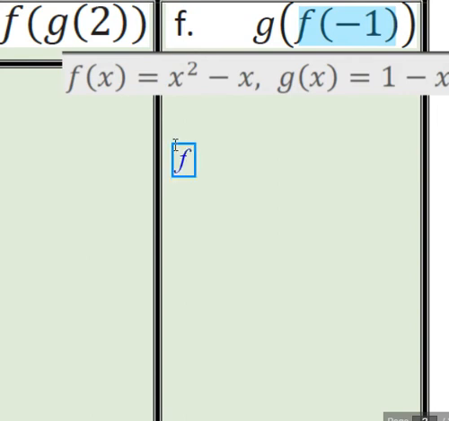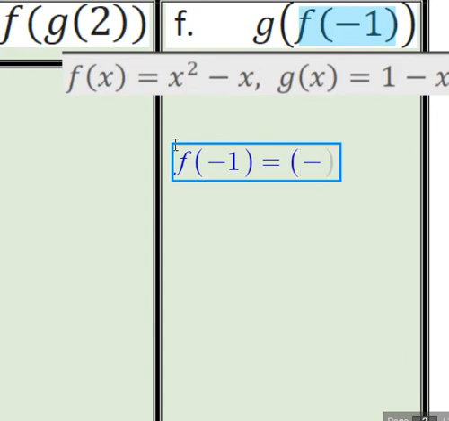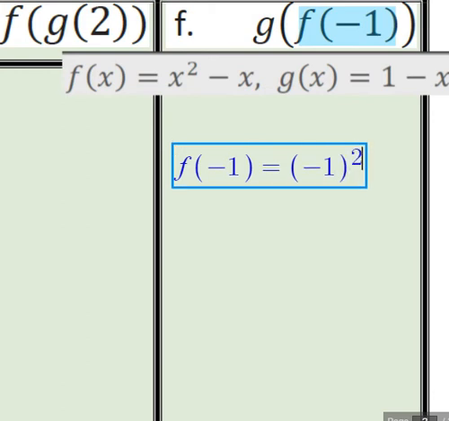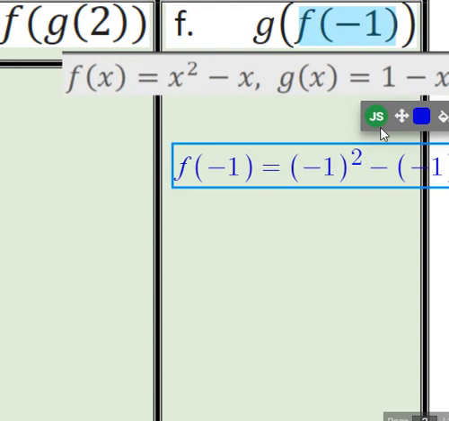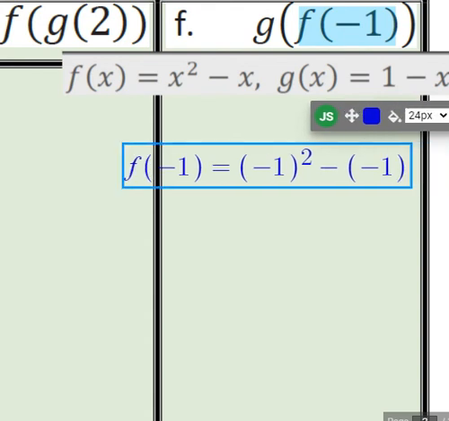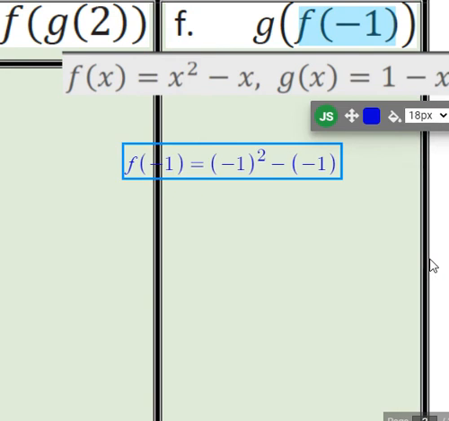So the f of -1 equals, always use parentheses with negatives, -1 quantity squared minus, and here, x is -1, so yep, those signs can get confusing. Make this just a bit smaller.